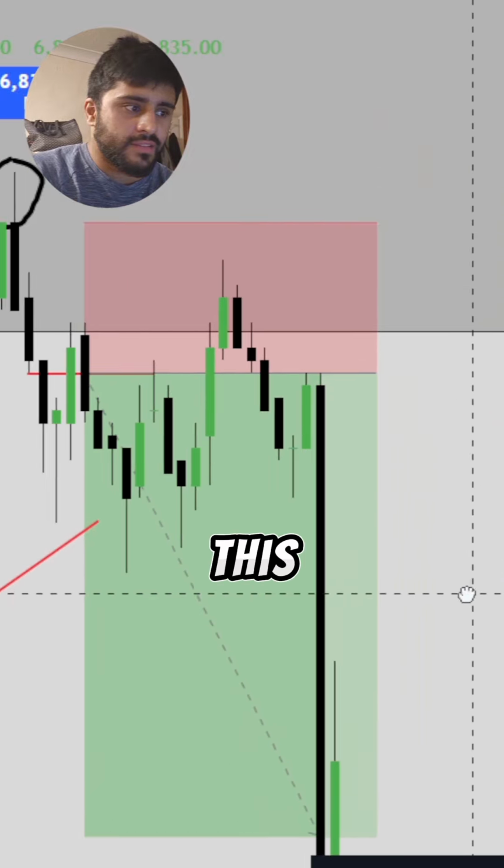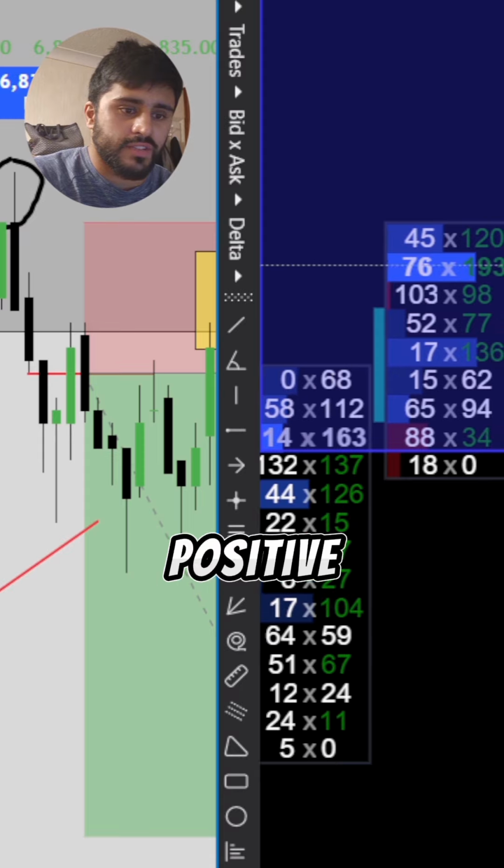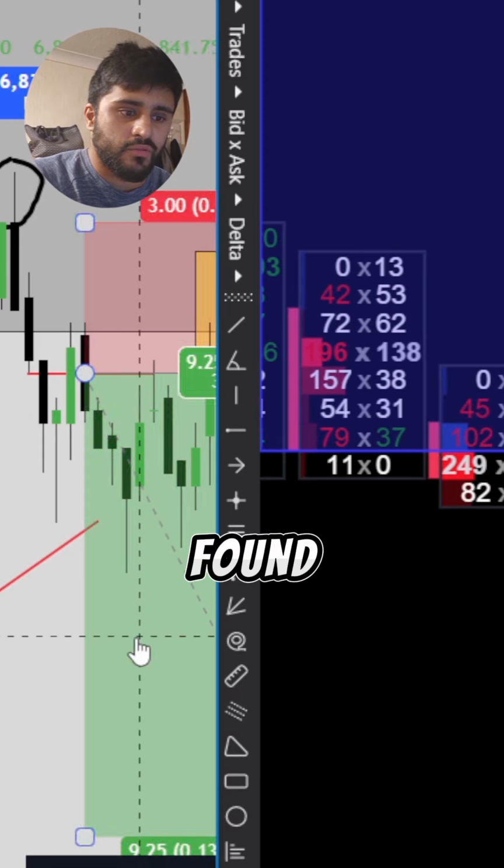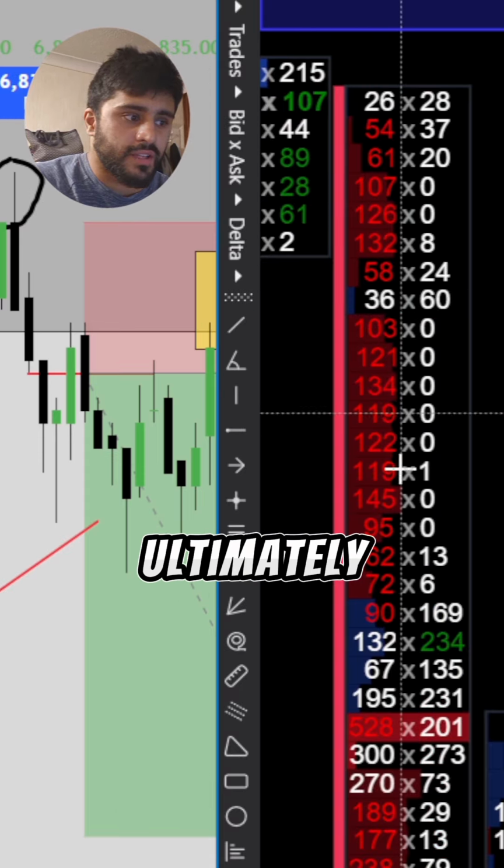Now, again, what made this a valid trade? If we have a positive delta in the market, found resistance, right? Market ultimately tanks.